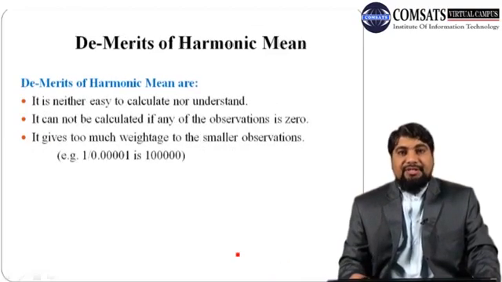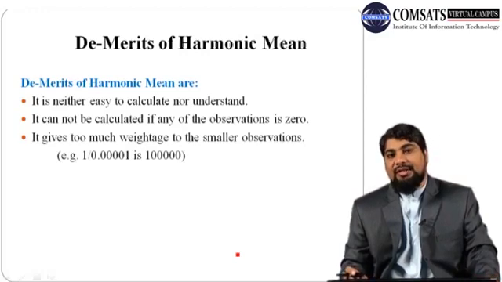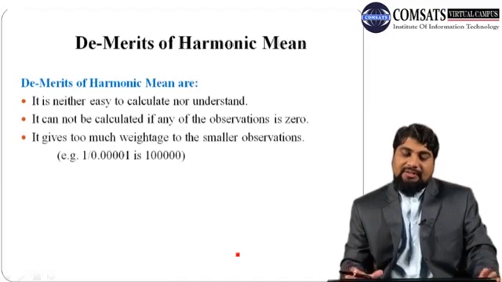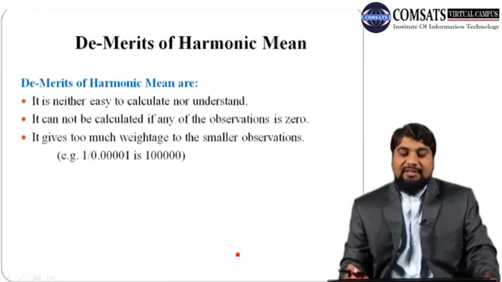So next we discuss some of the demerits of using harmonic mean as a measure of central tendency. First, it is neither easy to calculate nor understand. The structure of the formula is quite complicated. It is the reciprocal of the arithmetic mean of the reciprocals of the values. So from this definition, it seems quite complicated or mixed.